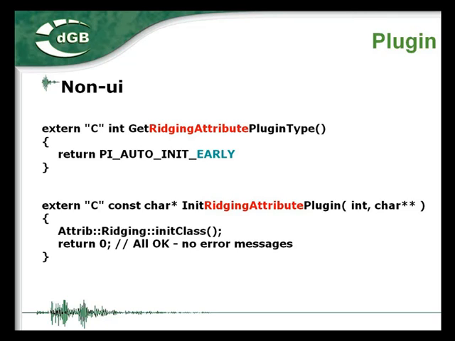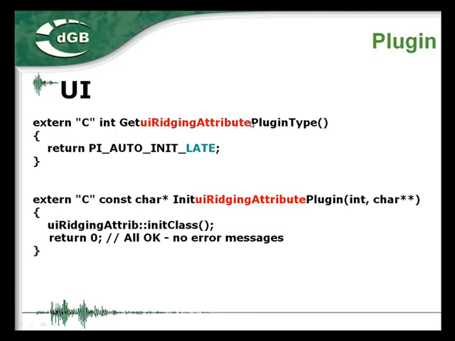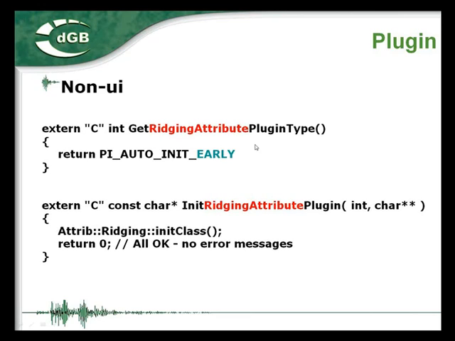So what do you need to make it a plugin? If this is a non-UI plugin, so a non-user interface plugin, which is our case, this is our region attribute, then we need to have two functions. One of the functions is get plugin type, and as you can see, it's highlighted, the name of the thing that you put in here needs to be exactly the name of your folder, of your repository. And then the plugin type can be early or late. Early is for the attributes, the algorithms themselves. They will be loaded early when we start OpendTect, and late will be for the user interface part.